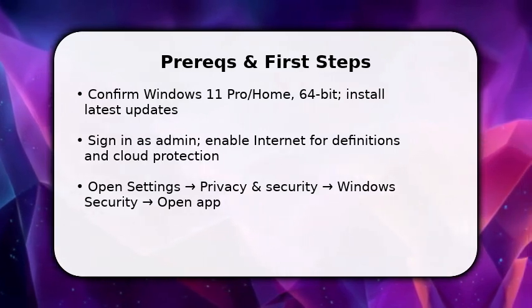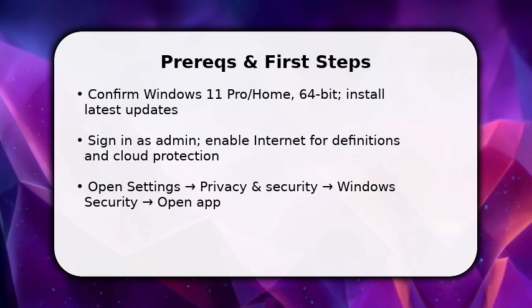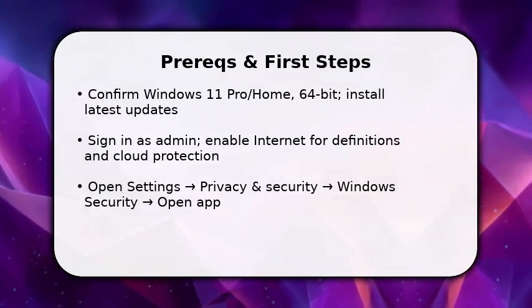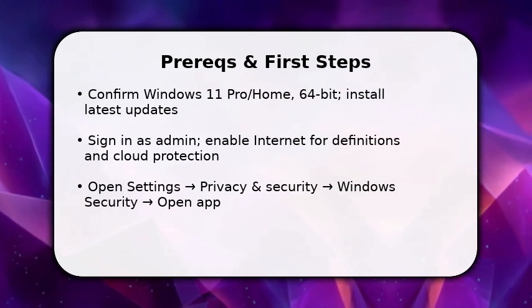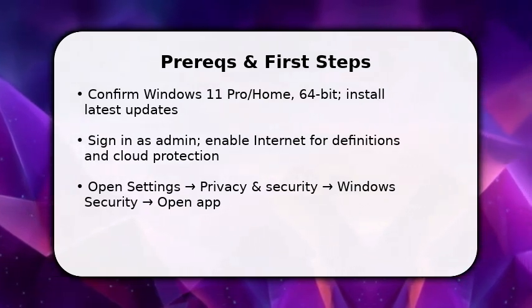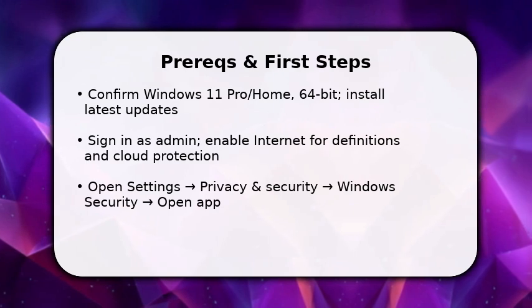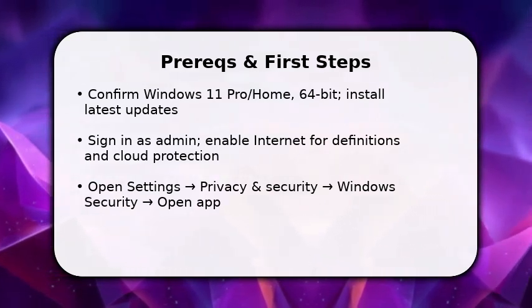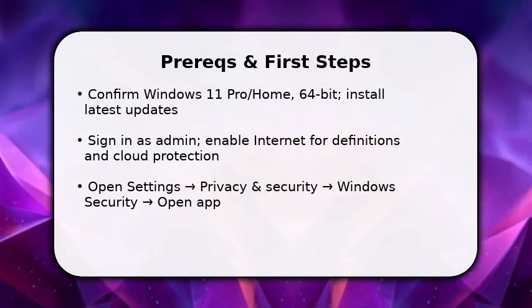Now open Settings, choose Privacy and Security, then Windows Security and hit Open. This launches the Security app. Why? Because all core controls live here. Make sure updates finish before continuing, since outdated definitions reduce protection effectiveness and can block subsequent configuration steps.